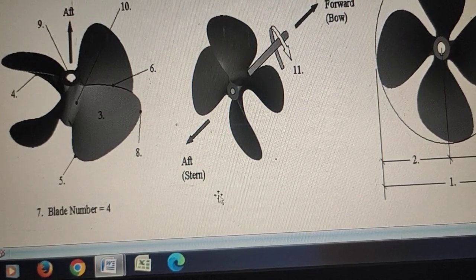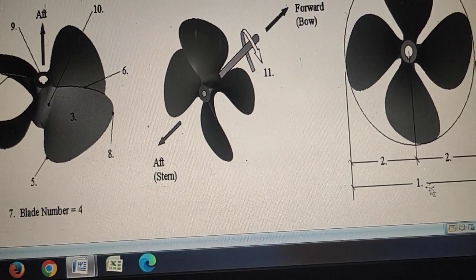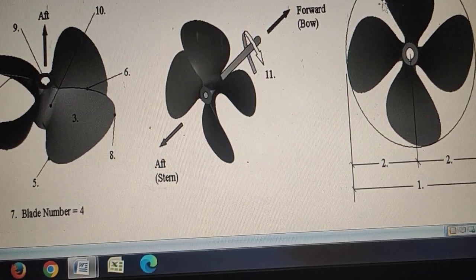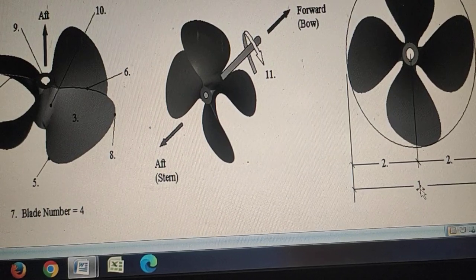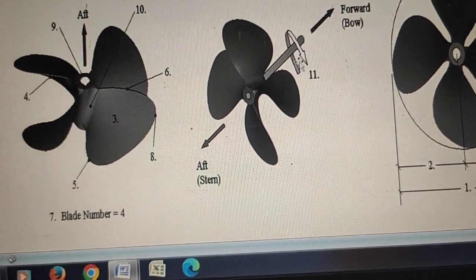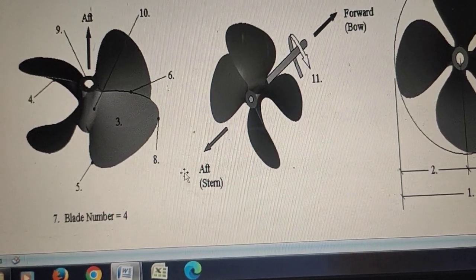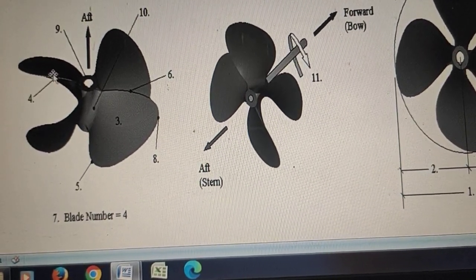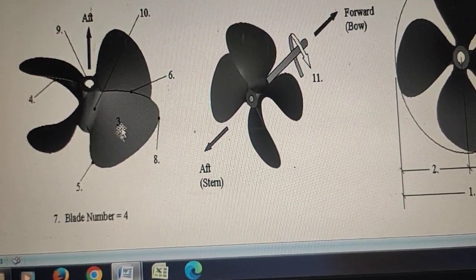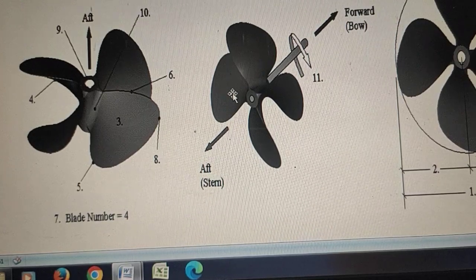We have here all numbered. Number 1 shows you the diameter of the screw propeller, looking at it from the stern. It circumscribes a circle, a perfect circle. You have the diameter, and half of the diameter, of course, is the radius. Then the rotation, number 11. Then this side is the stern. Here is the face of the propeller. Number 3 is the face. Number 4 is the back. The face is this side and the back is on the back side.